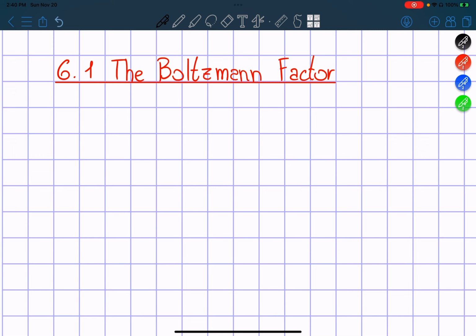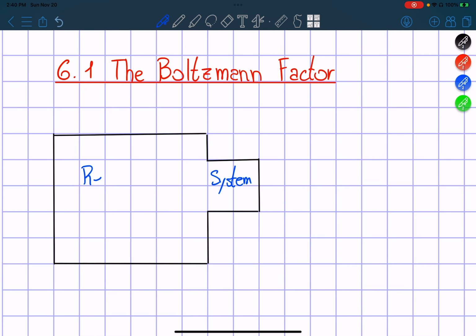When we have a system, our book represents it like this, with a big box connected to a smaller box, where the system is our smaller box and our reservoir is the bigger box. Then we have exchange of, well, we'll just say stuff. It can be energy in our case.